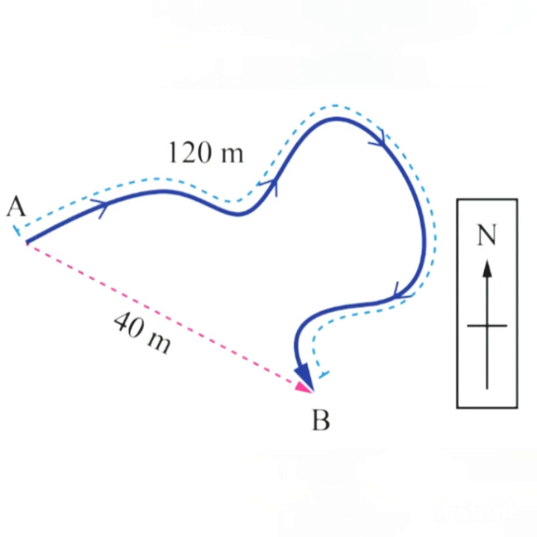The displacement is 40 meter. Because why is displacement 40 meter? Because that is the shortest distance covered. So we call it displacement.